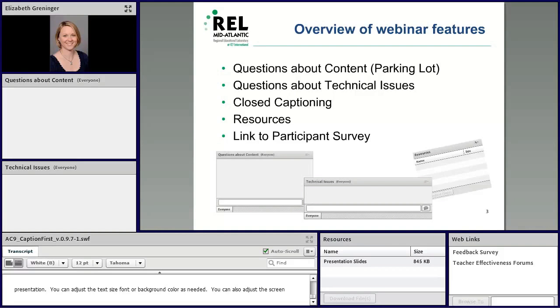Also on the bottom of your screen, you'll find a resources box. In this box, you'll find a version of the PowerPoint available for download. And finally, on the bottom right of your screen, you'll see the links box, and this holds the feedback survey and the link to our teacher effectiveness forum. We hope that you'll take a minute to complete the survey at the time when you leave the webinar. We understand if you can't tune in for the entire duration, so we've made this survey available so you can find it at your convenience.